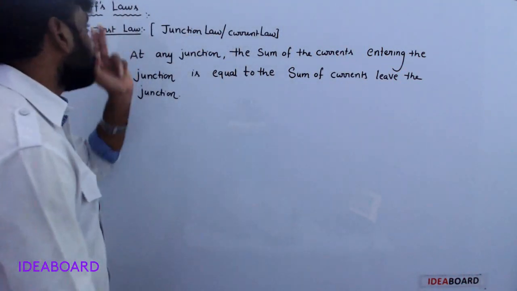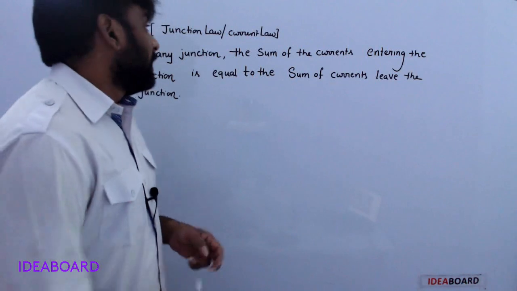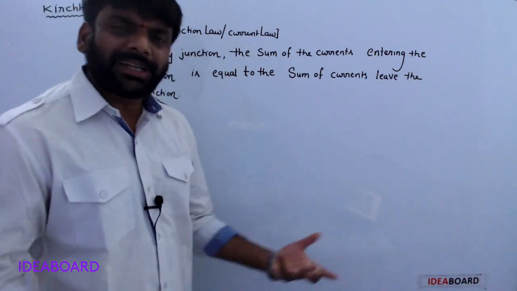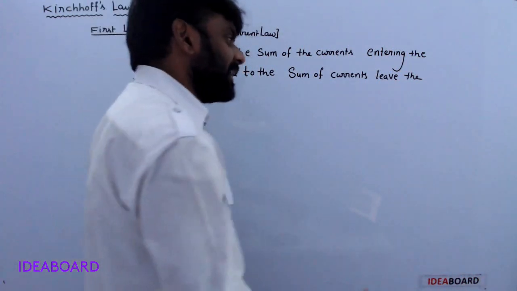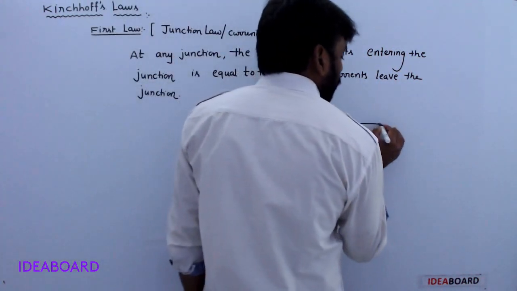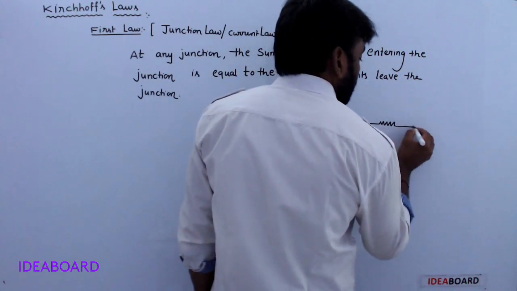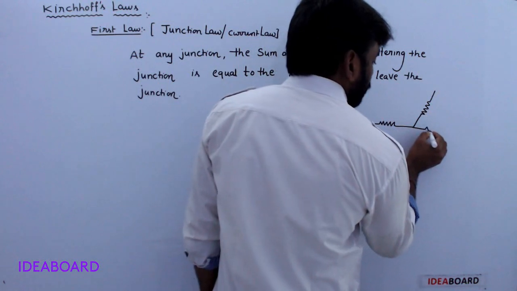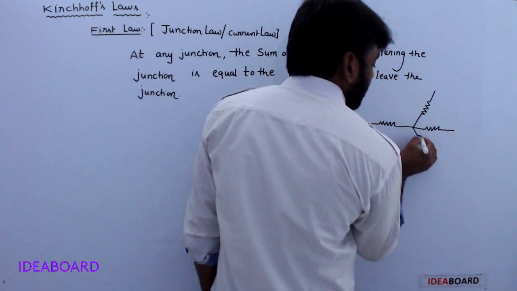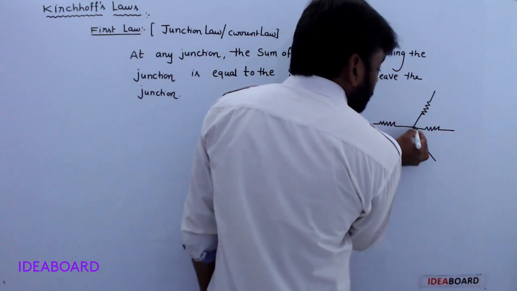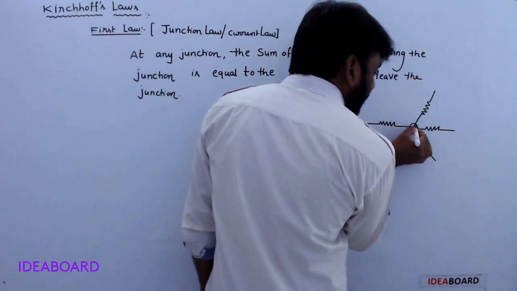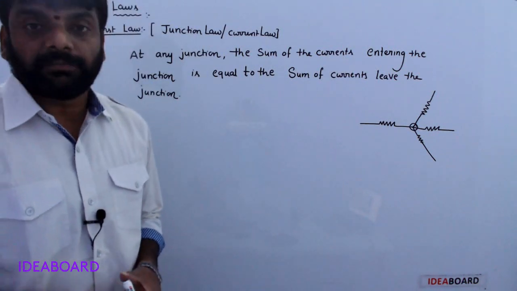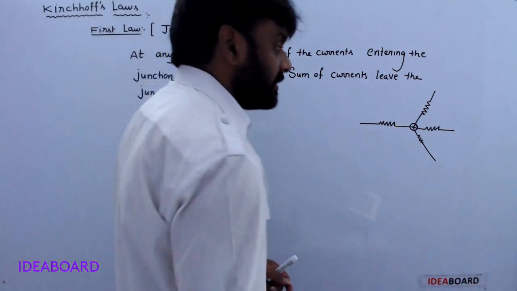One is Kirchhoff's first law, the junction law or current law. What is a junction? A junction is nothing but a point where two or more conductors meet. That point is what we call a junction.